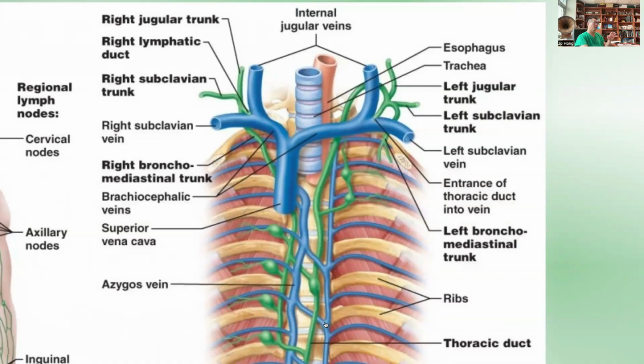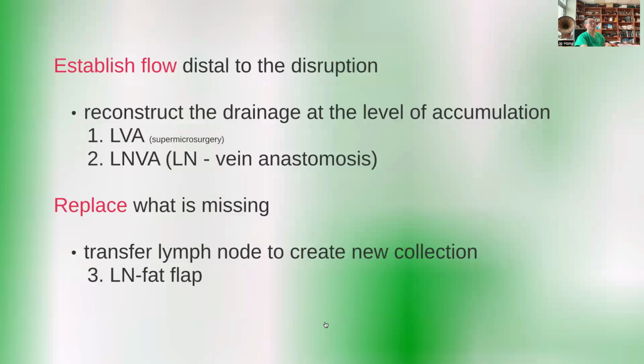Now, remember, where do the lymphatics drain? The lymphatics ultimately drain to the subclavian vein. So if we're able to create a shunt distal to the obstruction point, then theoretically the fluid collection would be far less. That kind of concept is called LVA, lymphovenous anastomosis, creating a shunt, or lymph node to vein anastomosis, LNVA.